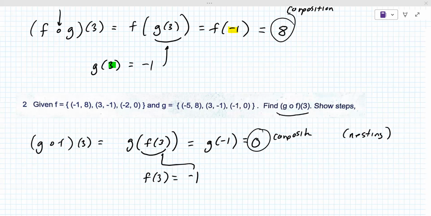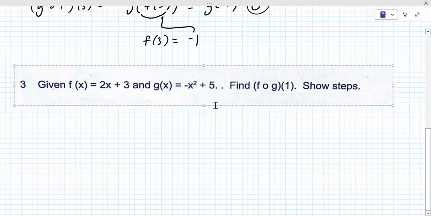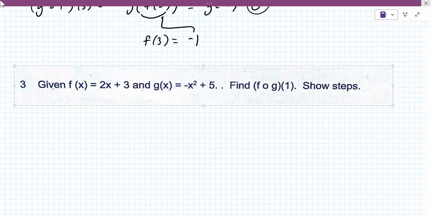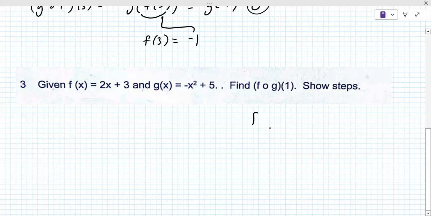Got it. All right. Now you can also do this with functions. So we're going to do that here for problem number 3. We're going to work on this as if it's functions. It's the same notation as the previous problems. You first find G of 1. So F of G of 1 means to first find, looking on the right here, G of 1, and then next find F of G of 1.